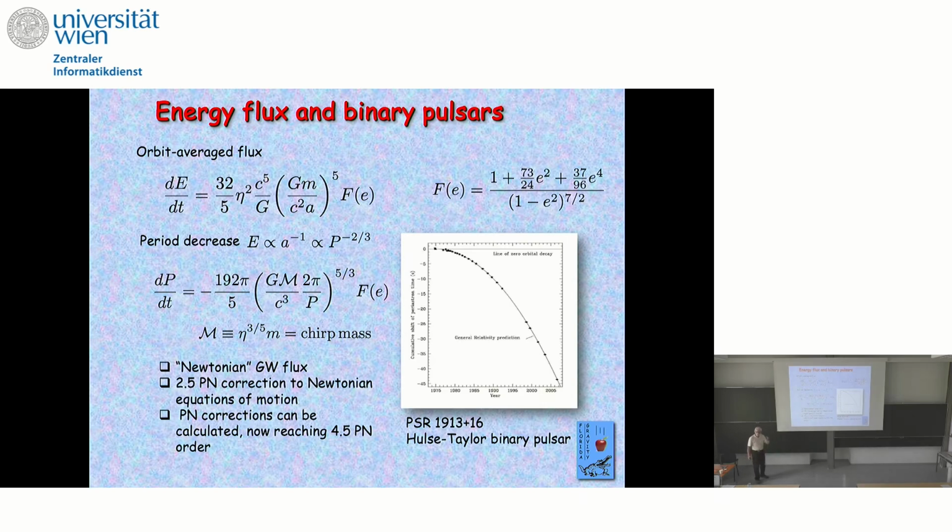Where does this come from in terms of the near zone interactions? And what is it that makes this orbit decrease in period? There must be inner forces inside the system to make the orbit decrease. I'll talk about that. But it's a 2.5 PN order within the equations of motion.